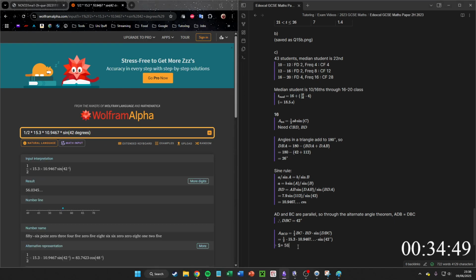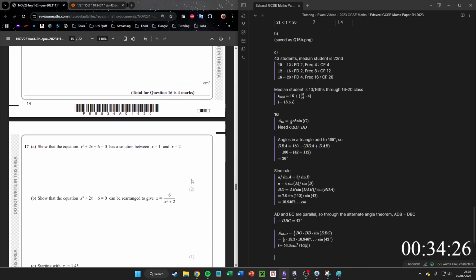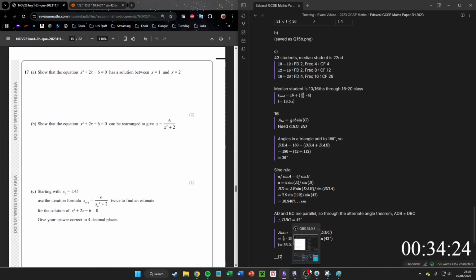That's going to be 56 point. How much detail did it want? 1 decimal place. 0 centimeters squared. 1 decimal place. Put it in brackets because it's the final answer. Is that reasonable? Yes, 15, 10. Yeah, I think that's all pretty reasonable, as far as I can tell, just as a quick evaluation.